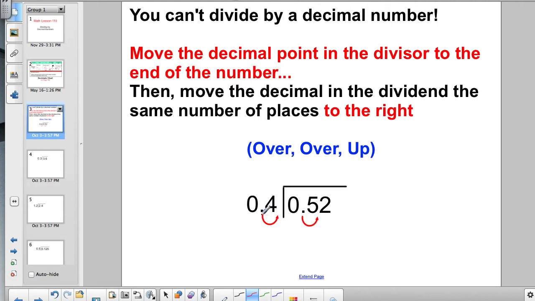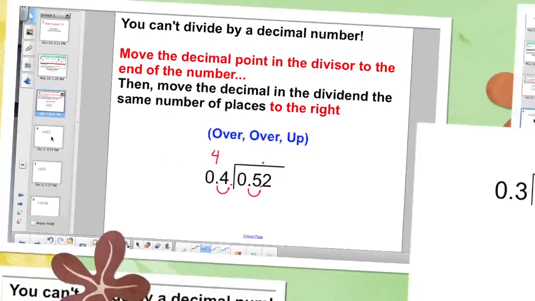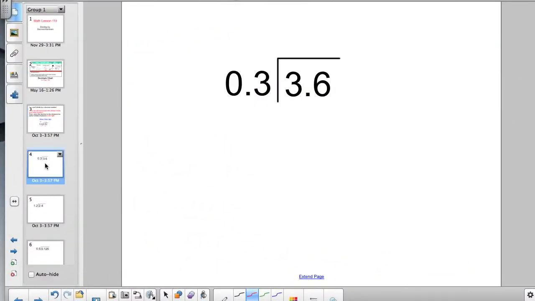If I'm dividing by 4/10, I want to bring that decimal point to the end. So I would just be dividing by the whole number 4, right? You don't have to keep that 0 in the front of it anymore. I would bring the decimal point over the same number of places in the dividend and straight up. So when you go about dividing this then, you can treat this as 5 2/10 divided by 4. Now we're back to where we were on Friday, right? So let's try some examples here.